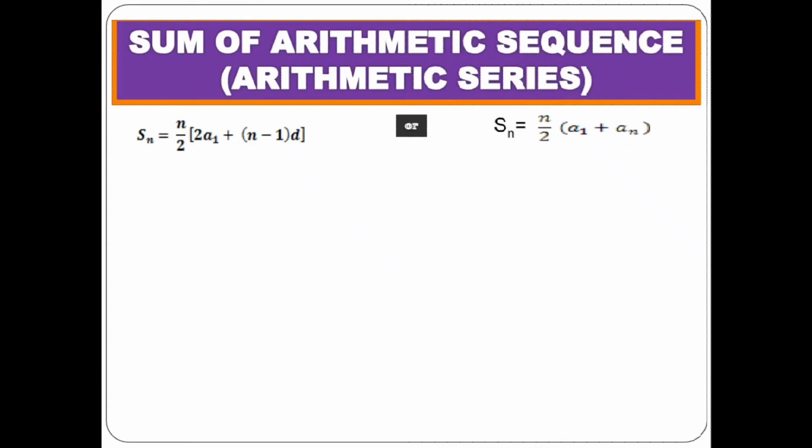If the last term is given, we can use the formula S_n = n/2 times the quantity of the first term plus the last term.